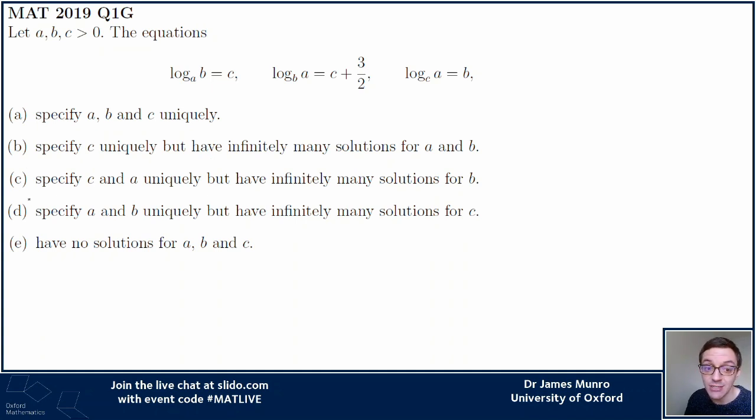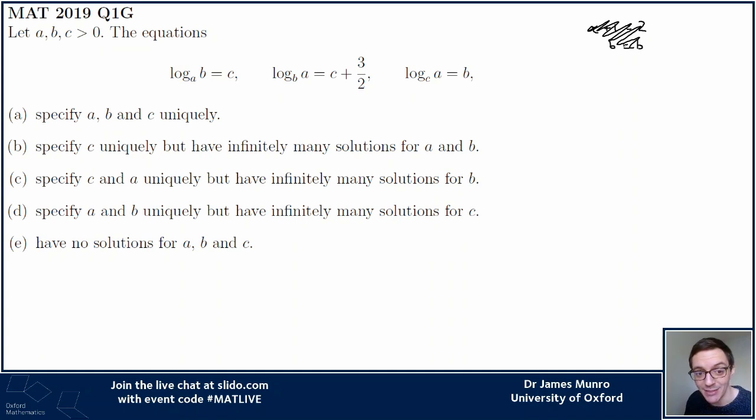Options B, C, and D are trying to describe something a bit more complicated where maybe part of the solution is specified uniquely, that we can solve these equations for some of the variables uniquely, but then there's infinitely many possibilities for the other variables. This would be the case if the equations, I haven't looked at them yet, but if the equations were something like A plus 1 equals 2, B equals B, then those equations would have a unique solution for A, but infinitely many solutions for B, because anything works, and also infinitely many solutions for C, because there's no constraints on C from this system of equations. In fact, the equations aren't that, and they don't simplify to become that either.